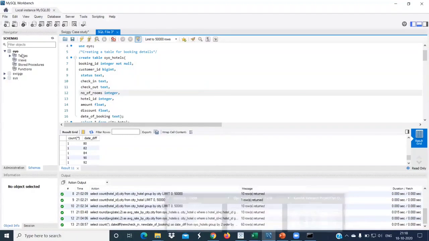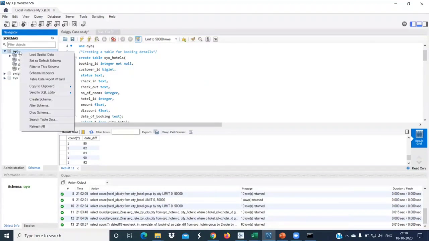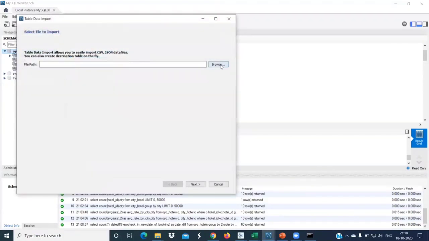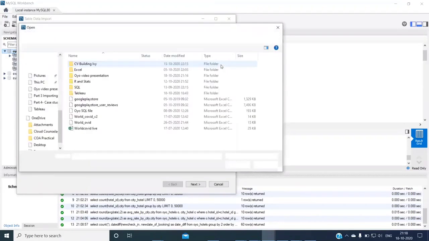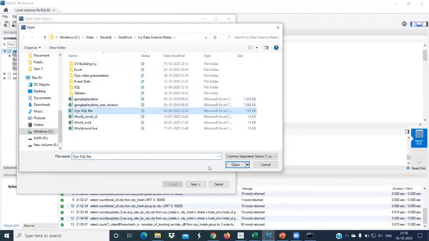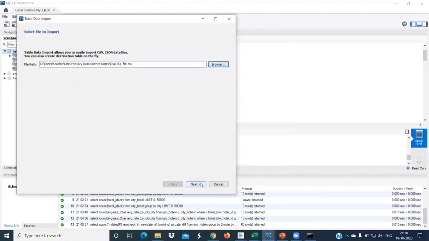The other is using the table data import wizard, which is given directly here. Just click on the file by the path and you can import it directly, checking the data types for all the attributes.